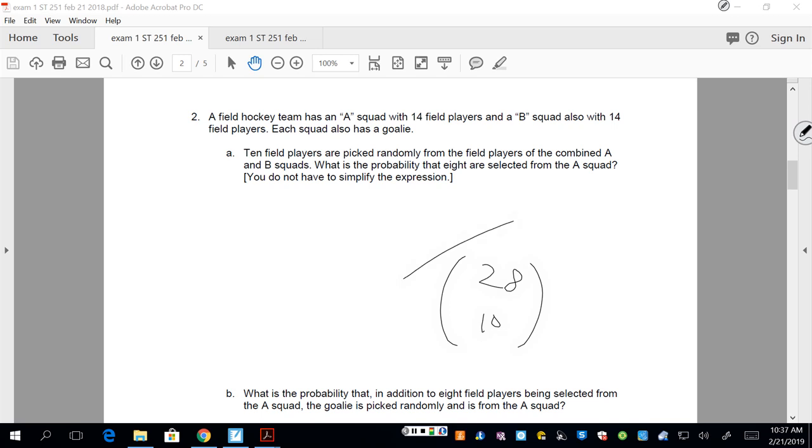So now if you want to divide it into these two groups, there's 14 in each, and we need to pick some from the first. We need to pick 8 from A, that's what it says, and from the other 14, we need 2. So that would be the numerical solution there.